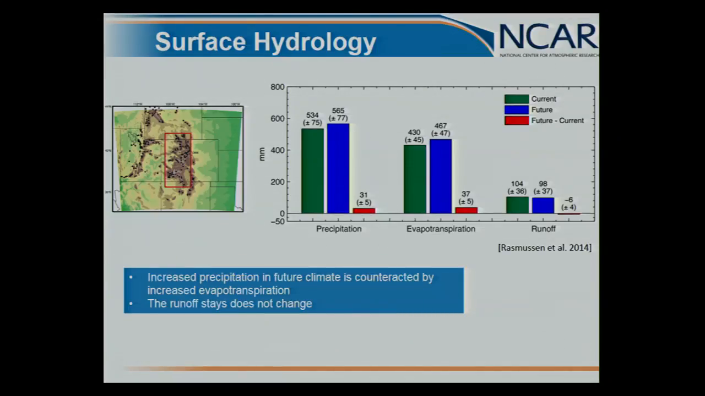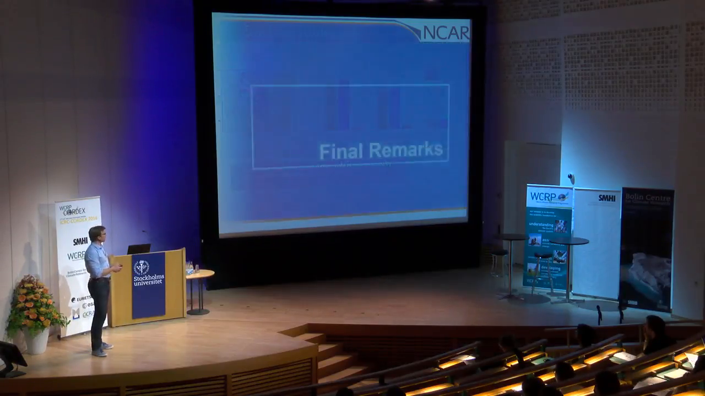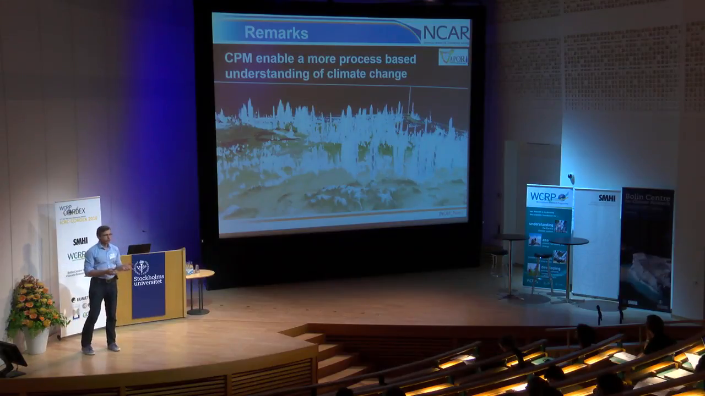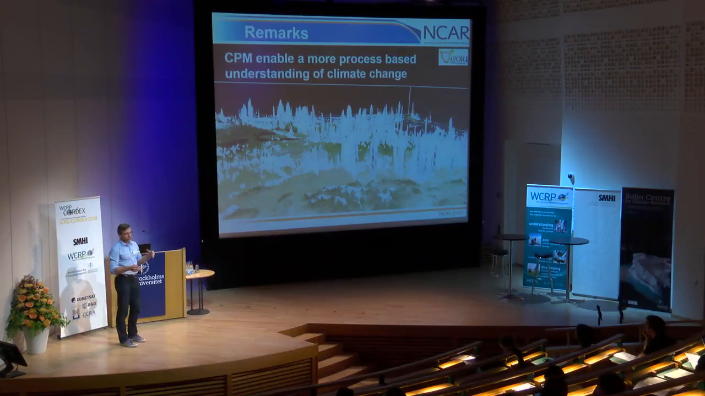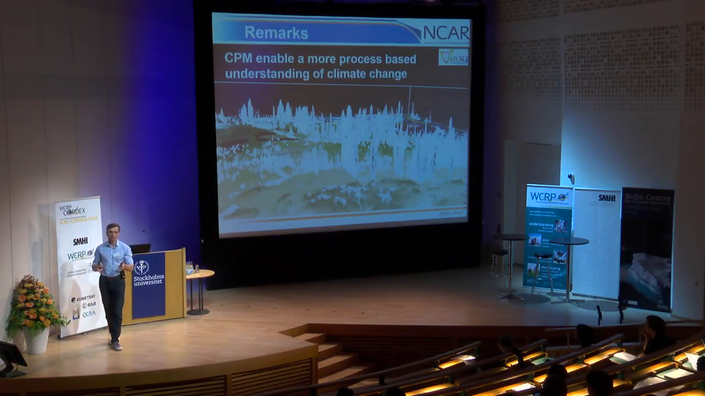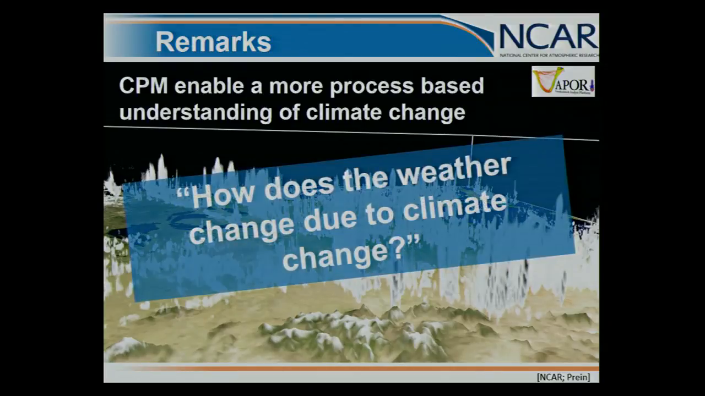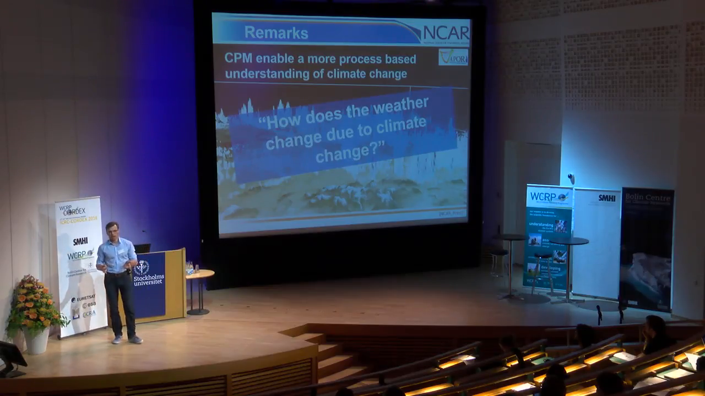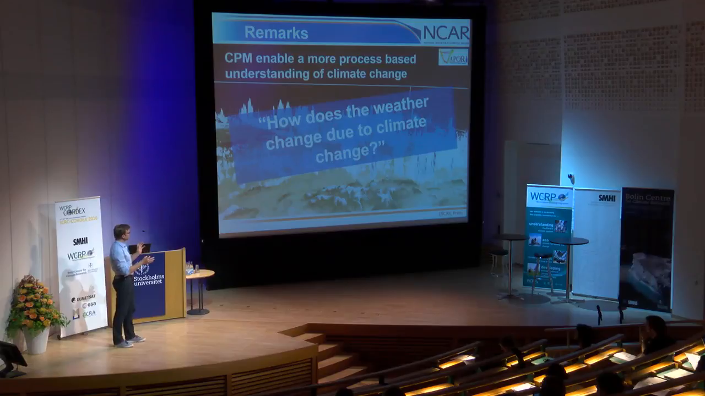So if you just look at precipitation, this is really not giving you the total answer. So some final remarks. If I have to summarize this whole talk, I would say that convection-permitting models allow you to understand climate change on a process level. So we really can simulate small-scale processes. And this is really a large added value, I would say. And at the end, you can answer the question, how does the weather change due to climate change? So these models are actually on the resolution of state-of-the-art weather forecasts. So this is really enabling us to look at climate change from a whole different perspective.